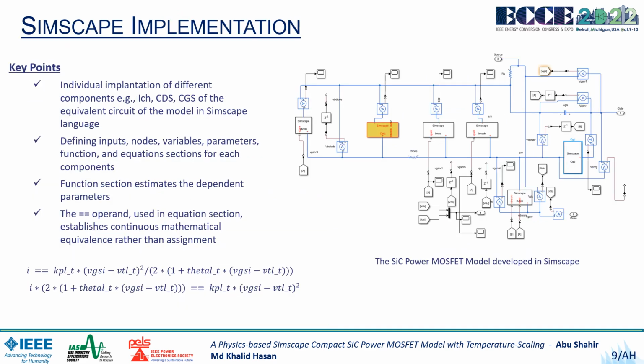For Simscape implementation, the different components, that is ICH, CDS, CGS of the equivalent circuit of the model have been implemented in Simscape language individually. In Simscape, a component consists of inputs, nodes, variables, parameters, function, and equation sections. The input section defines the voltage or current dependency of the component on different nodes.